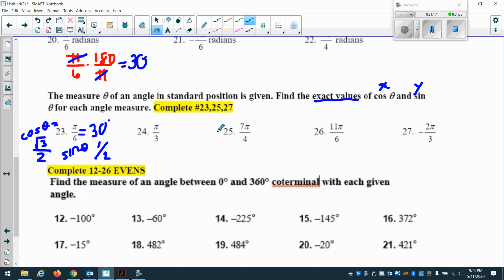Well, 7 pi over 4 is the same as 315 degrees. So 7 pi over 4 is on the unit circle. So your cosine is root 2 over 2, and your sine is negative root 2 over 2, since it's in the fourth quadrant.